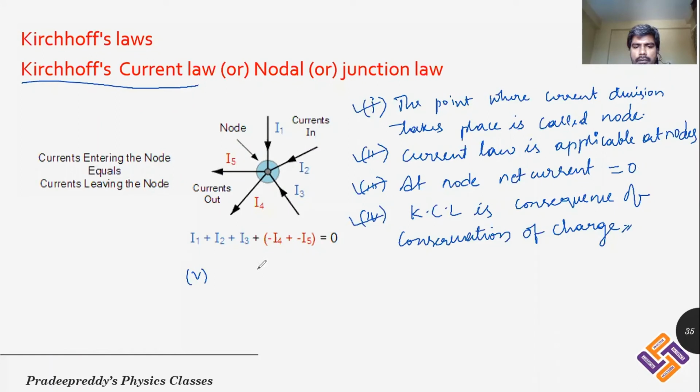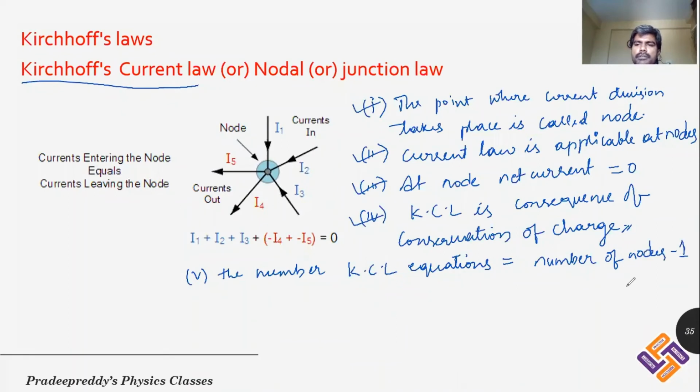And point number 5, the number of KCL equations is equal to number of nodes minus 1. Suppose there are 10 nodes in the circuit, the number of KCL equations which you can write is 10 minus 1. That means 9 KCL equations you can write.